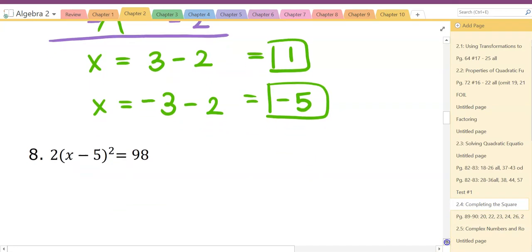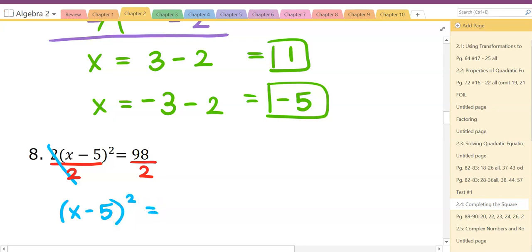For number 8, what do you guys think would be the first thing I would want to get rid of here? The 2. And how am I going to get rid of it? I don't want to distribute because this thing is squared. Instead, I want to divide. It's going to be easier if you just divide it. So I'm going to divide both sides by 2. So now I have over here x minus 5. That whole thing is still squared. 98 divided by 2 is 49. Okay, why don't you guys try to finish it out?